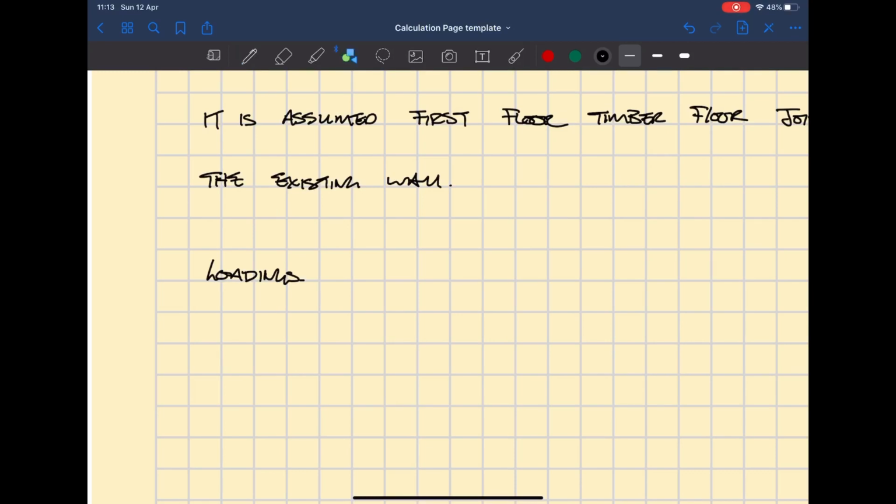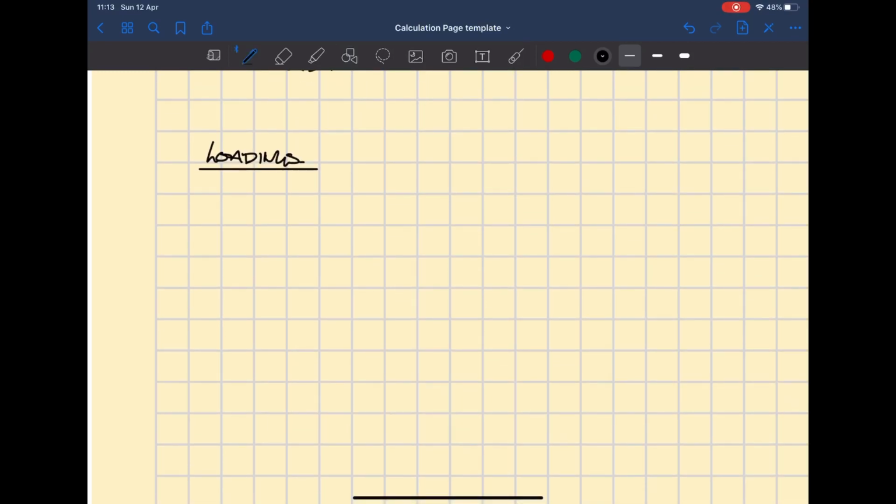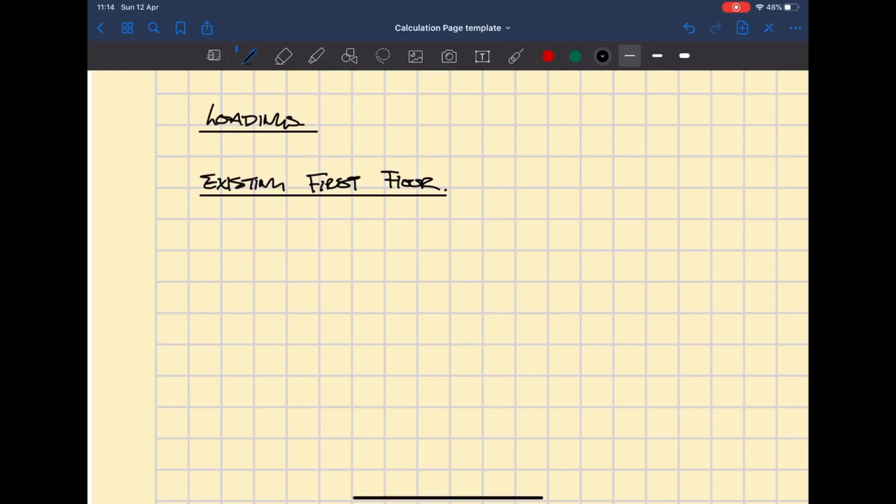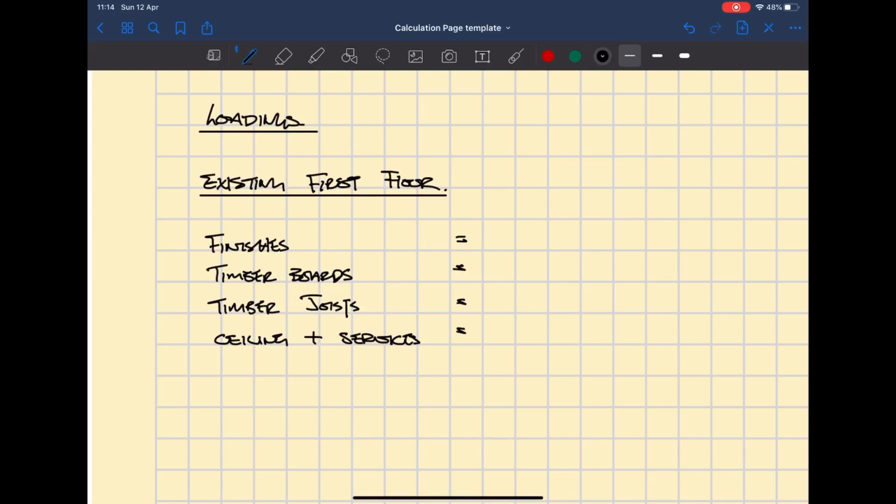Loadings is a prime example of an assumption and is something that should be written out clearly. With experience, you'll get a good grasp of what values are correct. So here I am listing out the floor build-up and their corresponding loads. This is a pretty standard timber floor build-up within a domestic home. Finishes could be carpet or tiled flooring. Timber floor boards are pretty standard, which are overlaying over the timber joist. Lastly, you should consider a load for the ceiling plasterboard and some services.